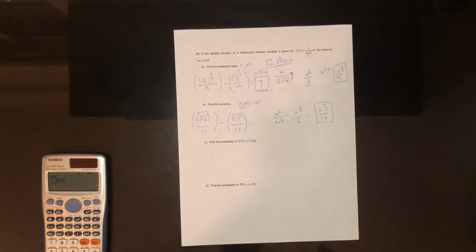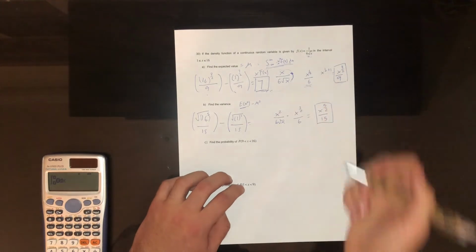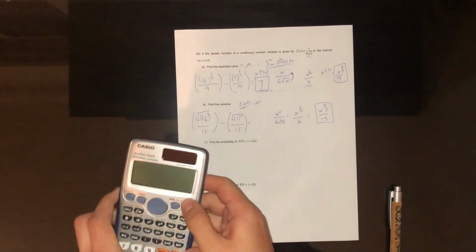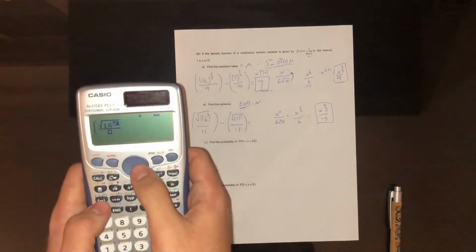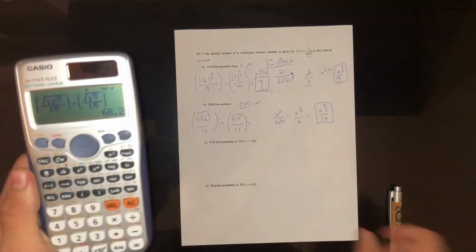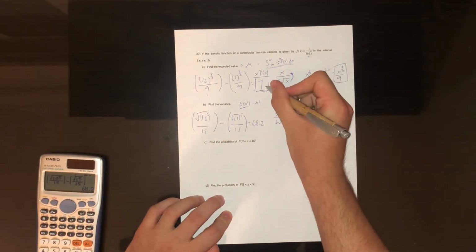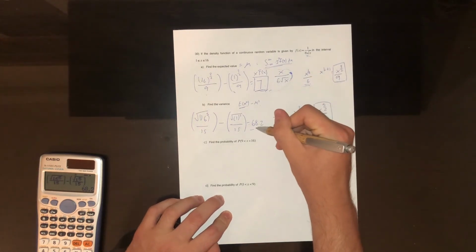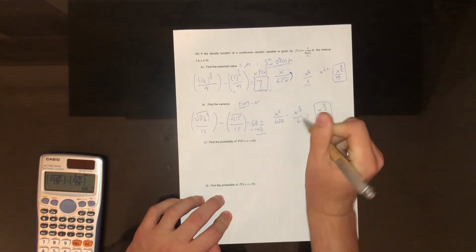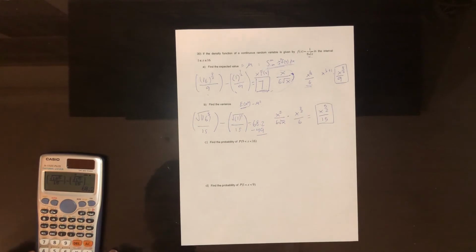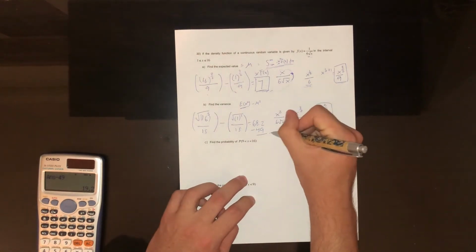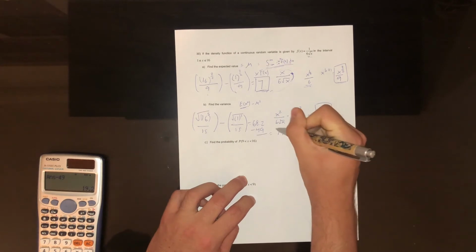Okay, so we plug this in the calculator. We have to subtract the mean squared, so it's 68.2 minus 49, and we get 19.2.